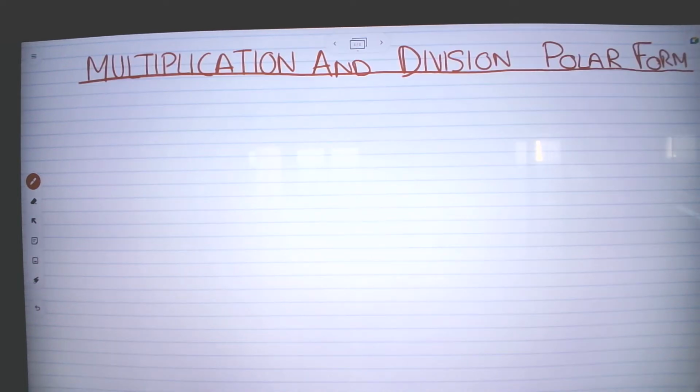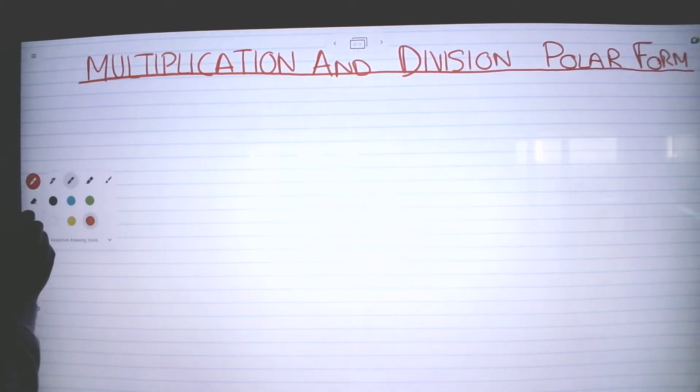Now, if you want to multiply and divide using the polar form, how do we do that? If I give you a Cartesian form, a plus bi, then another a plus bi, you multiply using the FOIL method: first, outer, inner, last. But in the polar form, the multiplication and division is a lot easier, a lot quicker. Just to give you an idea, an example.